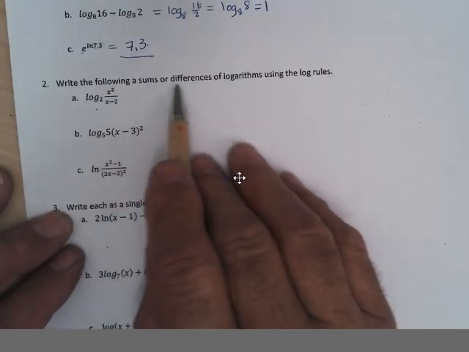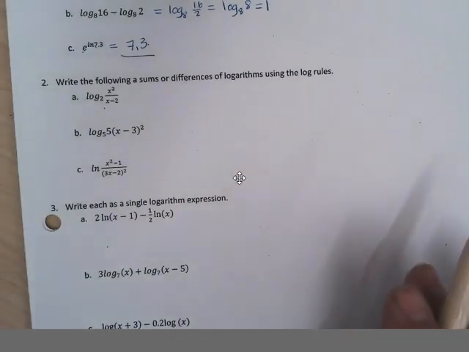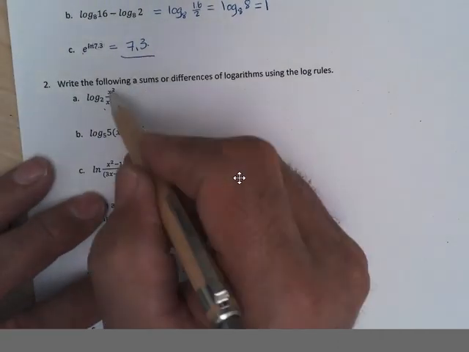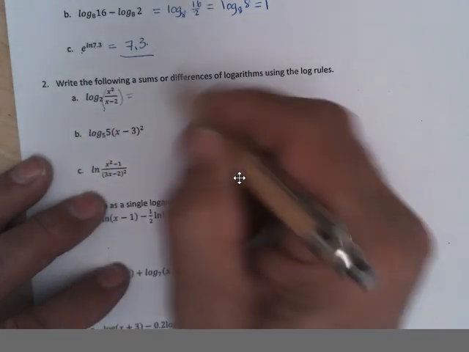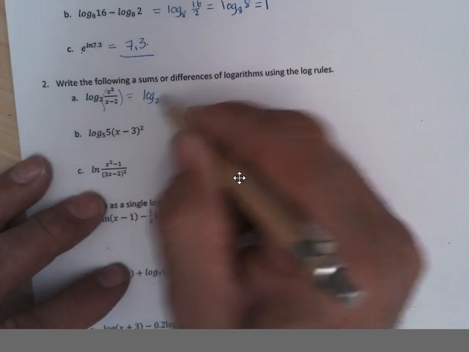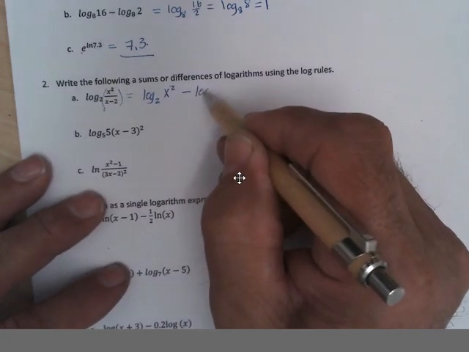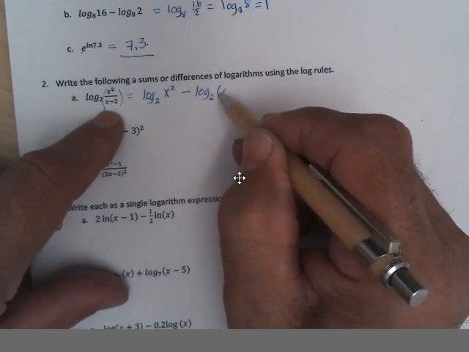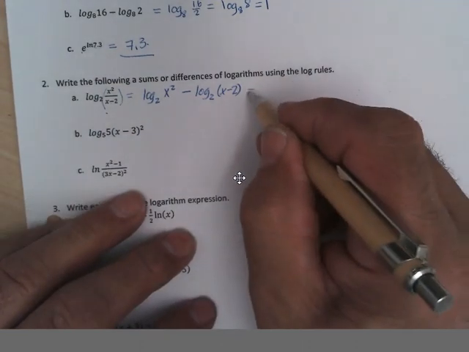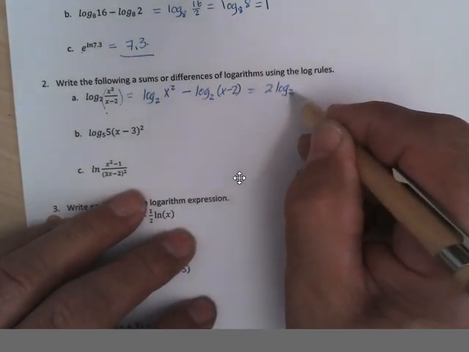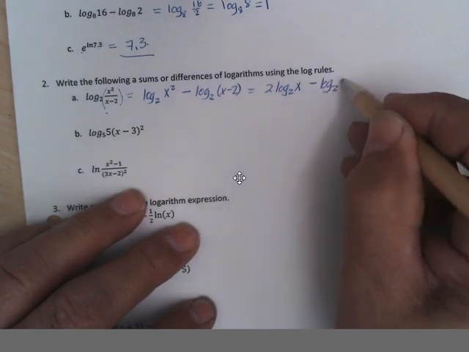Write these as sums or differences of logarithms. So we're going to try to expand this. Take it from a single log to many logs. A single log of a division problem becomes the log base 2 of the numerator minus the log base 2 of the denominator. And when we've got a power, we can take it down, so it would be 2 log base 2 of x minus log base 2 of x minus 2.